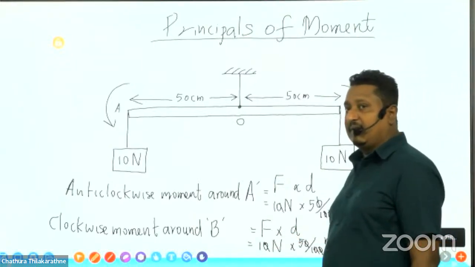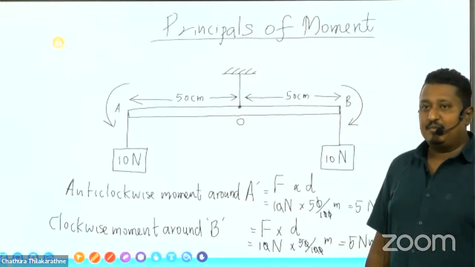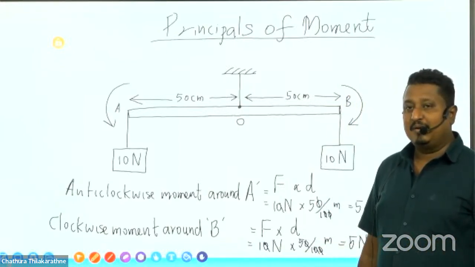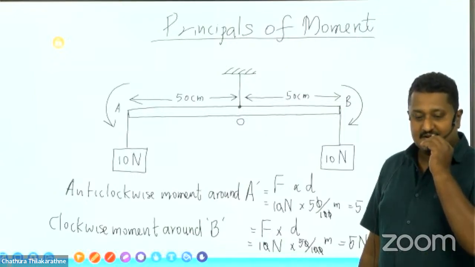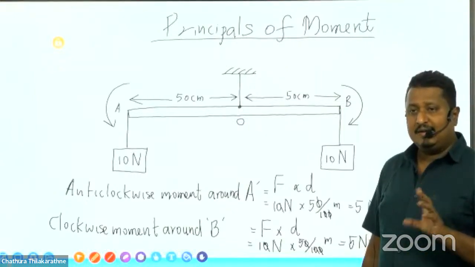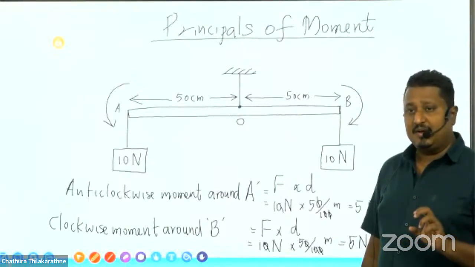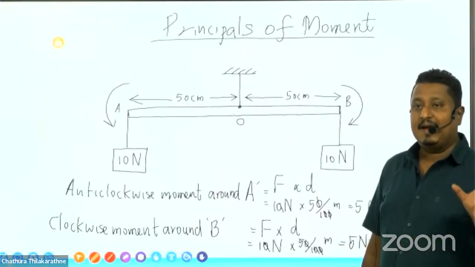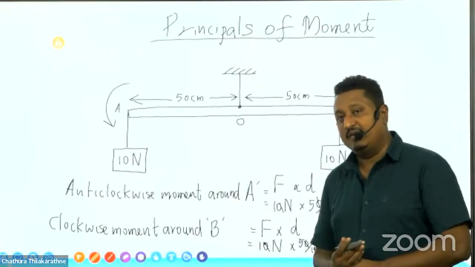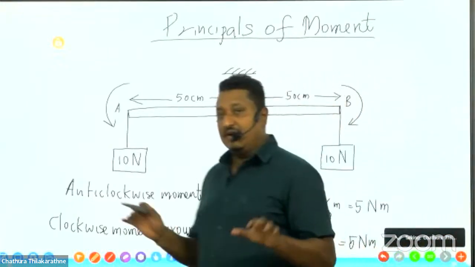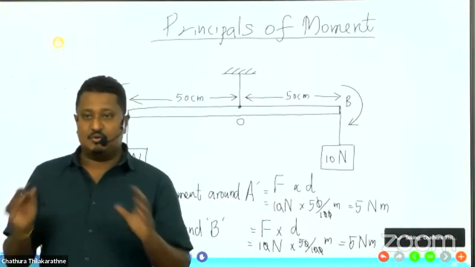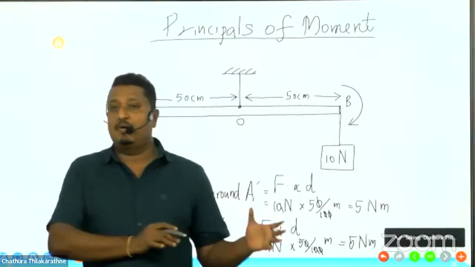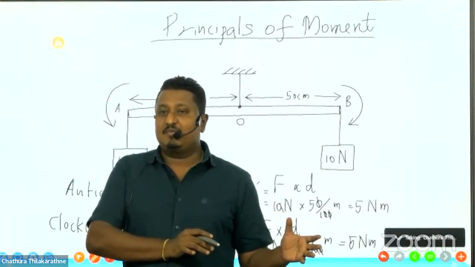What can you tell about now? The clockwise moment is equal to the anticlockwise moment. That is known as the principles of moment. What is it? When an object is in equilibrium, all clockwise moments should be equal to all anticlockwise moments. Or in other words, for an object to be in equilibrium, the sum of clockwise moments should be equal to the sum of the anticlockwise moments.